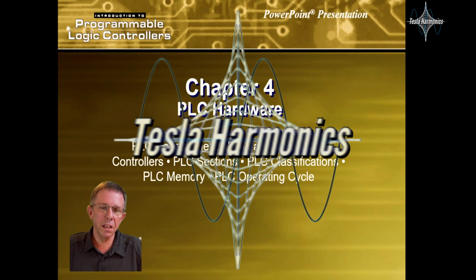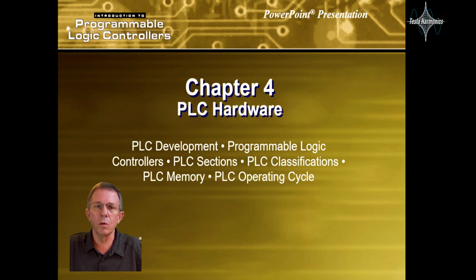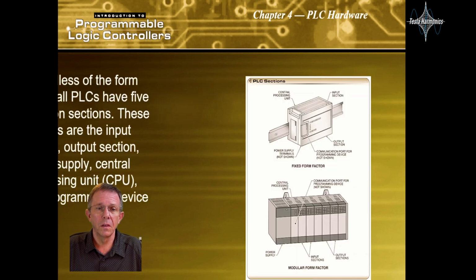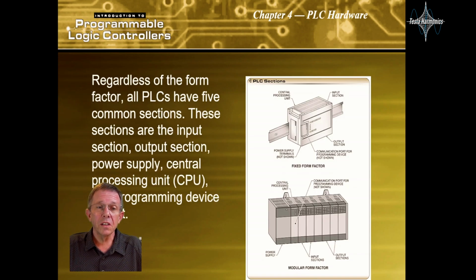Okay, everyone, let's take a look at Chapter 4 PLC hardware. PLCs require less space and are easier to modify than hardware controlled components. Regardless of the form factor, all PLCs have 5 common sections. These sections are the input section, output section, power supply, central processing unit or CPU, and programming device or port.